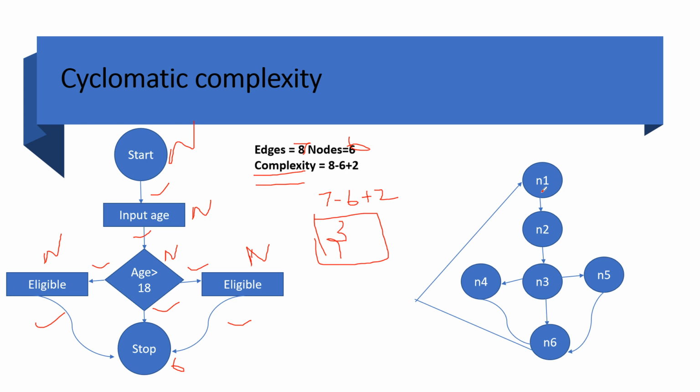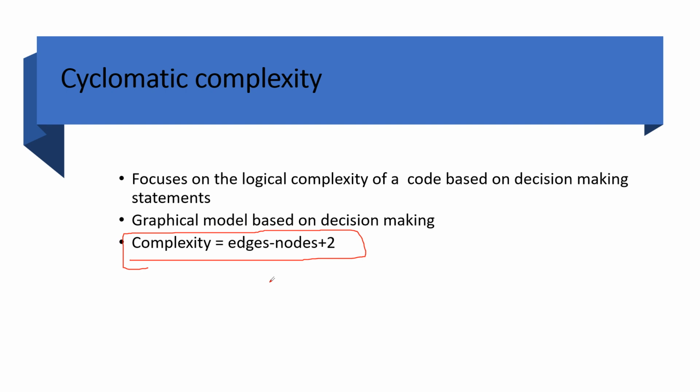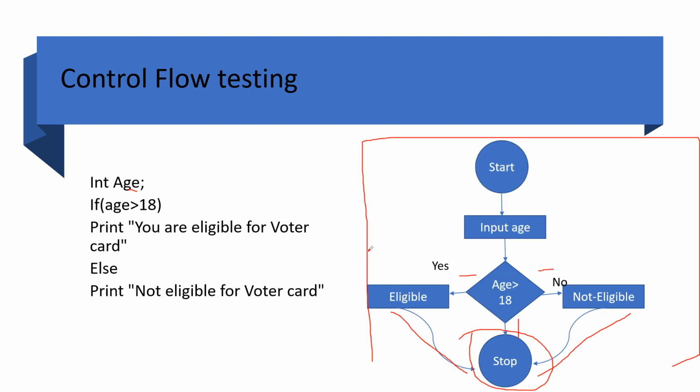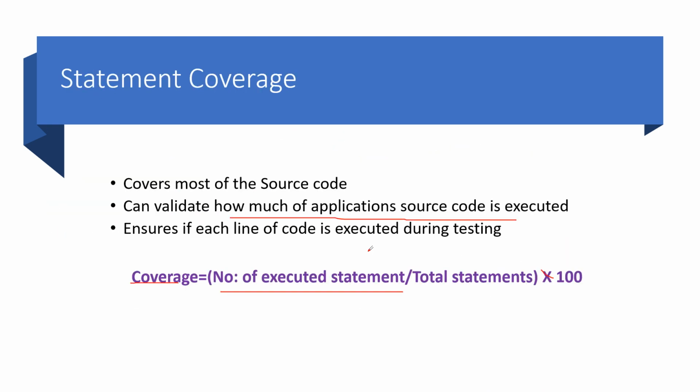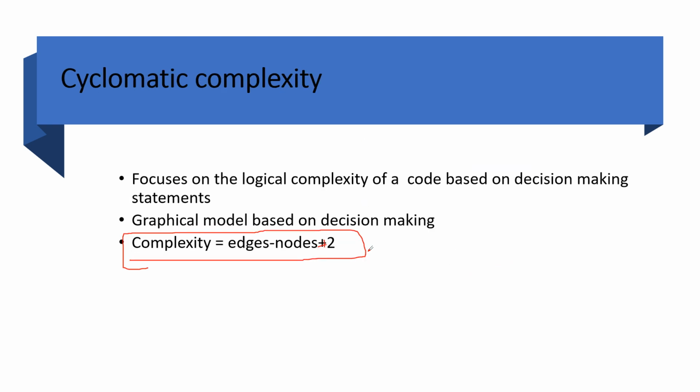What is that plus two for? Why should we keep that plus two? Edges minus nodes plus 2, that is a formula. Here we also have this formula: number of executed statements by total statements into 100. So they have that formula. I'll check why this plus 2 is there.